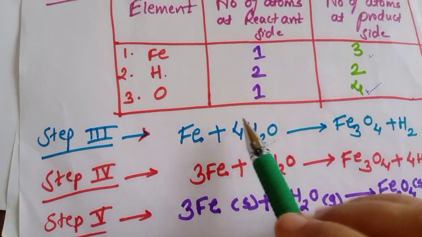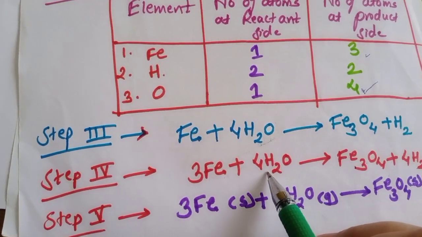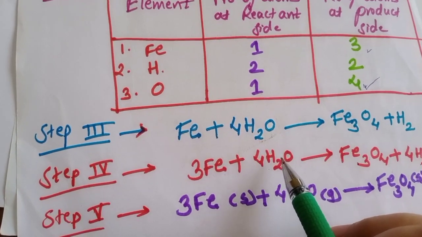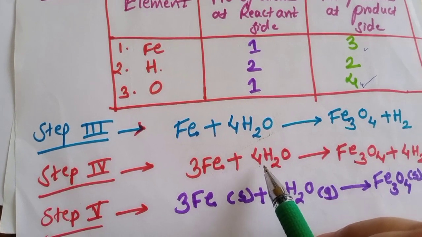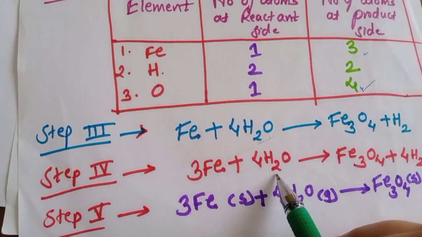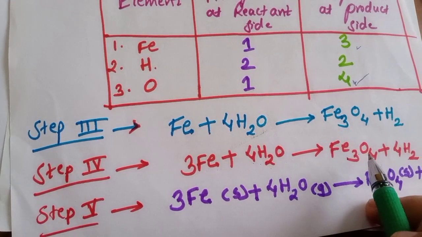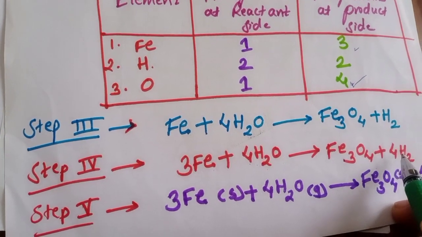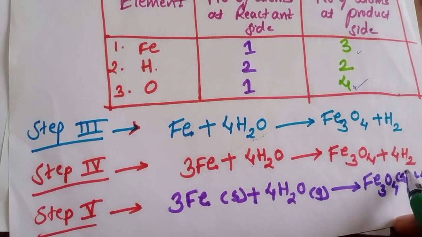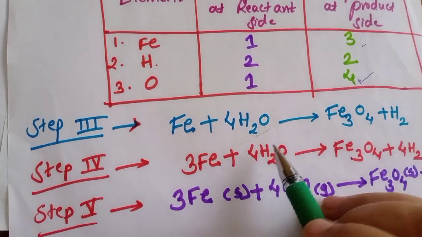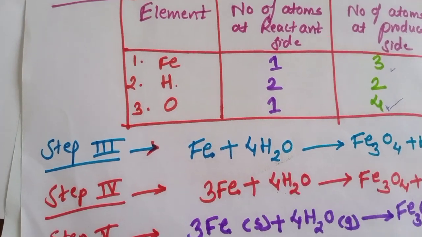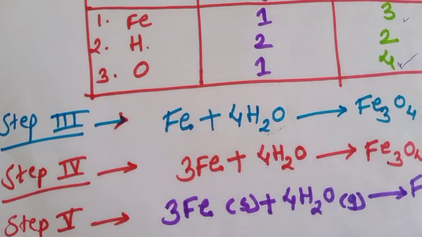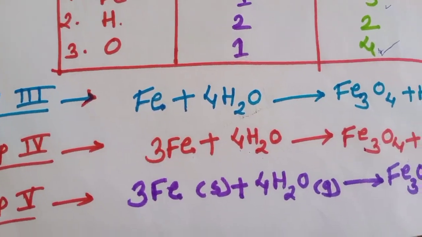Next, check hydrogen. On the LHS we are having 4 H2O, that is 8 hydrogen atoms. On the product side we are having 8. Yeah, so hydrogen atoms are balanced. Next, oxygen we have already balanced in the first step. Next is step 5th.